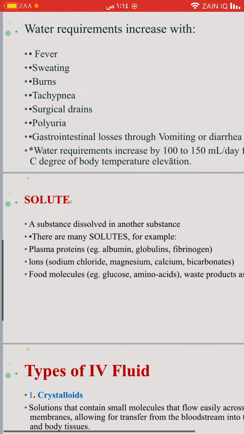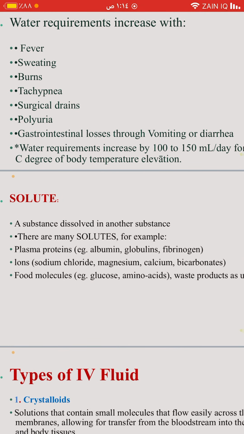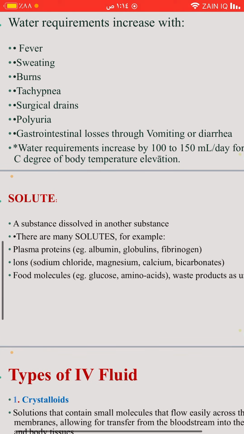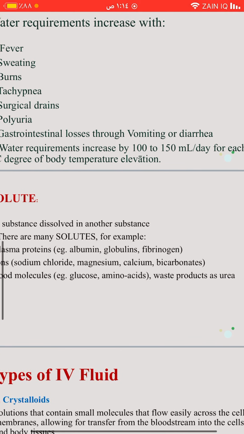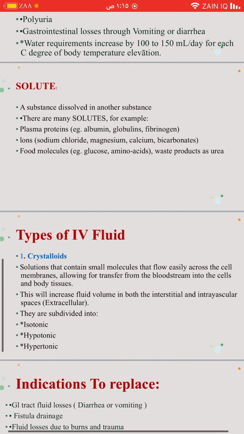Solute: a substance dissolved in another substance. There are many solutes, for example هي البلازما بروتين اللي تشمل الألبومين والجلوبين والفايبرينوجين، والآيونات: الصوديوم والكلورايد والمغنيسيوم والكالسيوم والبيكربونات، والفلويد موليكولار اللي هي الجلوكوز والأمينو أسيد and waste products such as urea.